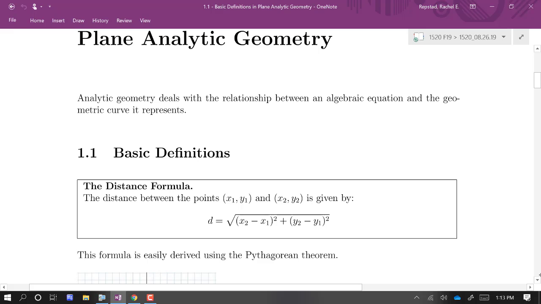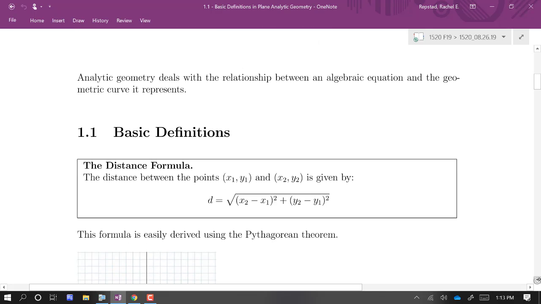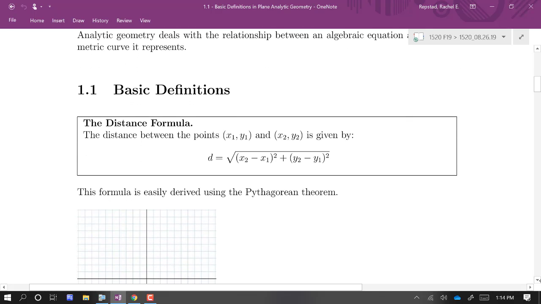Distance. The distance between 2 points is given by this formula. So point 1 is x1, y1, point 2 is x2, y2, and we have a nice formula. If you really like memorizing formulas, that's a fine formula to memorize. I like to memorize a slightly different formula, because this distance formula just comes from the Pythagorean Theorem.